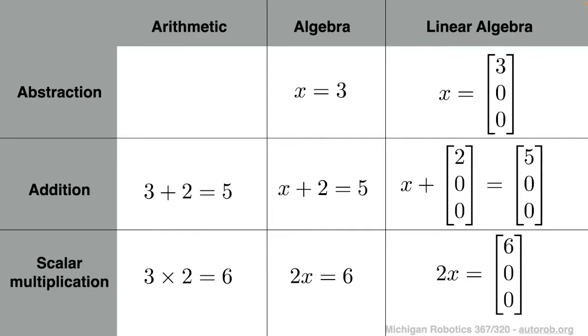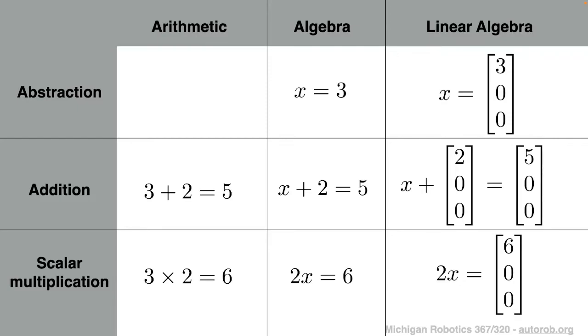So in the cell for addition under linear algebra, you can see we're adding this variable x with a known vector, and the result is then an output vector from the vector space. Finally, then, scalar multiplication. Again, for arithmetic, scalar multiplication is defined how you're familiar with.